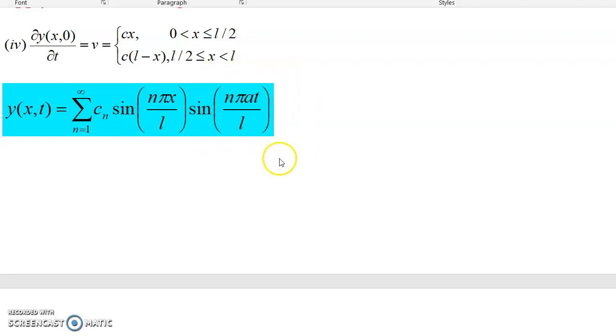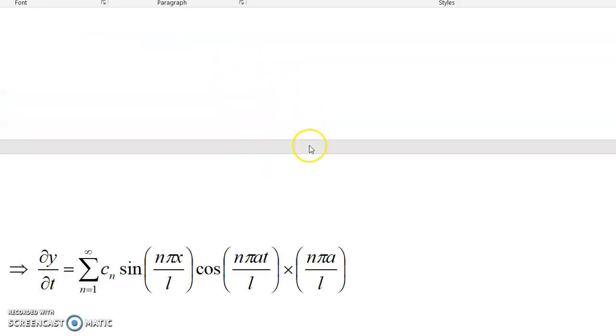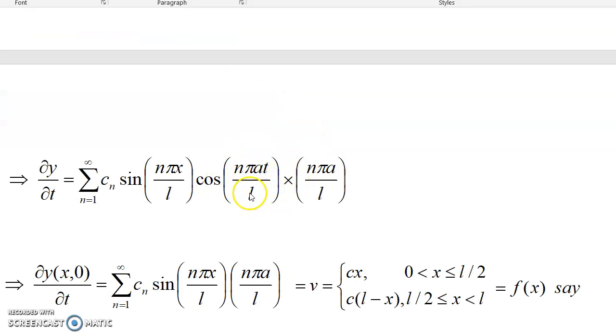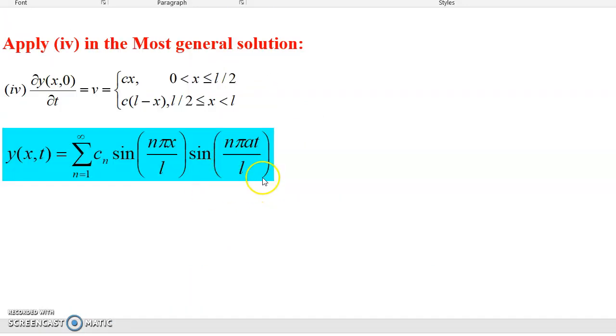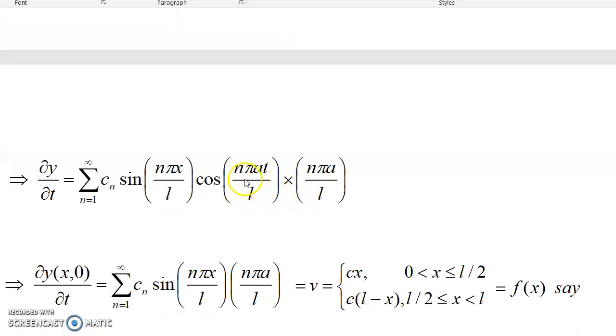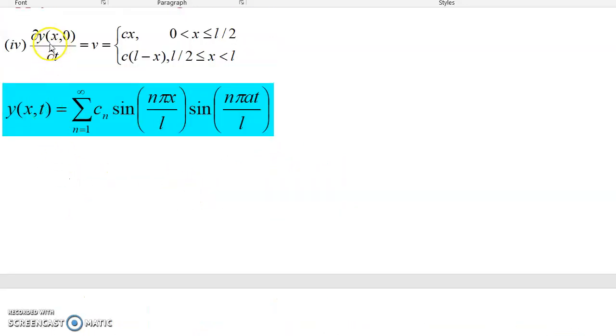So sin n pi at by L, when you differentiate, you get cos n pi at by L. So you can see here, when we differentiate sin, cos into n pi a by L will come because you are differentiating with respect to t. Now this is dou y by dou t. But we need dou y by dou t at x comma 0.